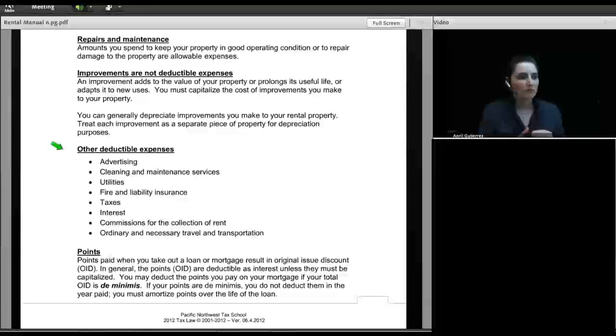And at the time you make an improvement to the property, that improvement will be separately listed on the depreciation schedule. It doesn't add to the cost of the old property or the main property, which is the house. It's a separate line item on the depreciation schedule.